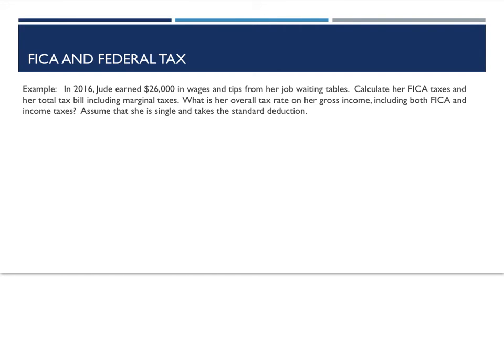So we're going to look at an example here where we're going to figure out not only the FICA taxes, but her federal taxes, and then figure out her overall tax rate. So we got Jude, and she earned a total of $26,000 in wages and tips. We want to calculate her FICA tax first.